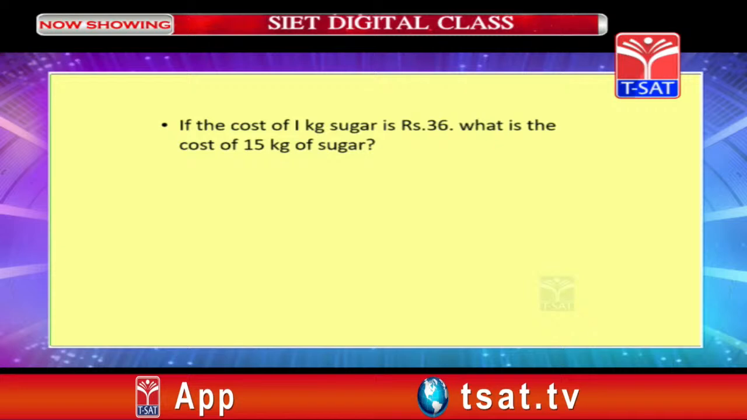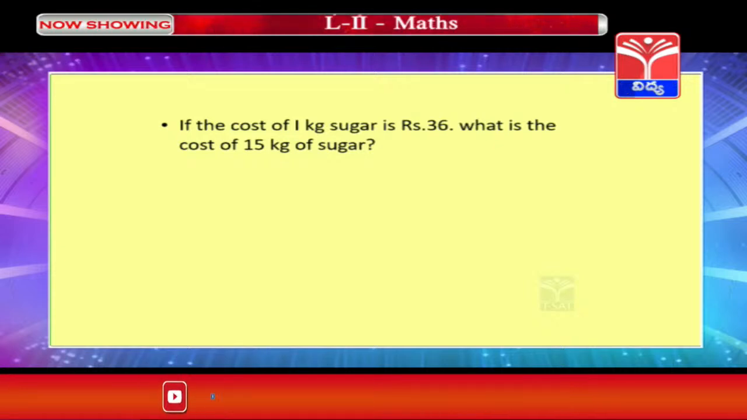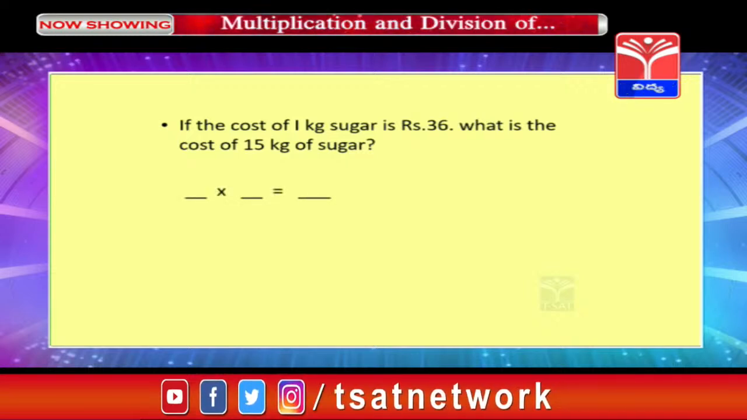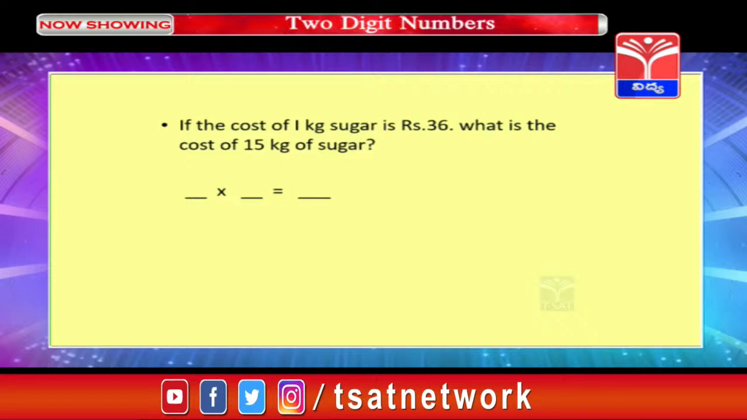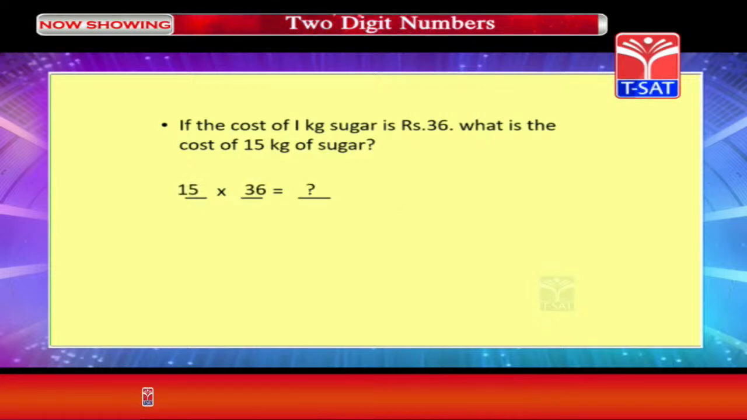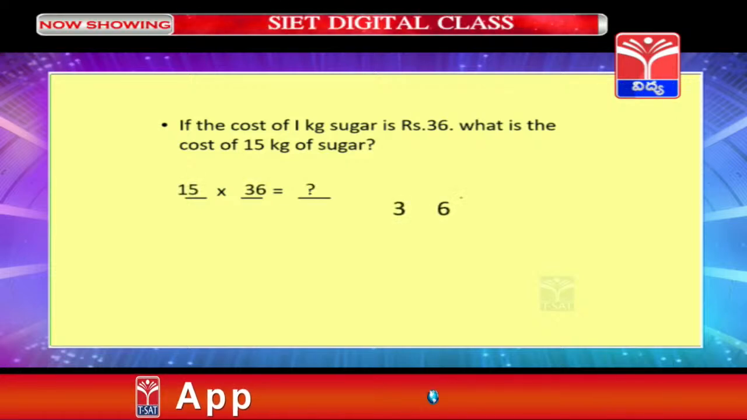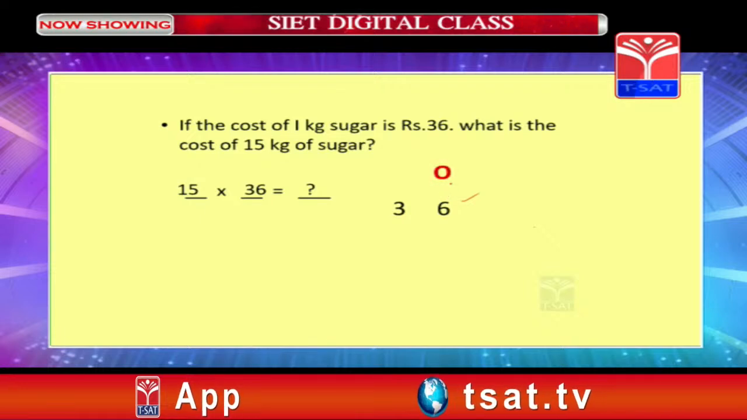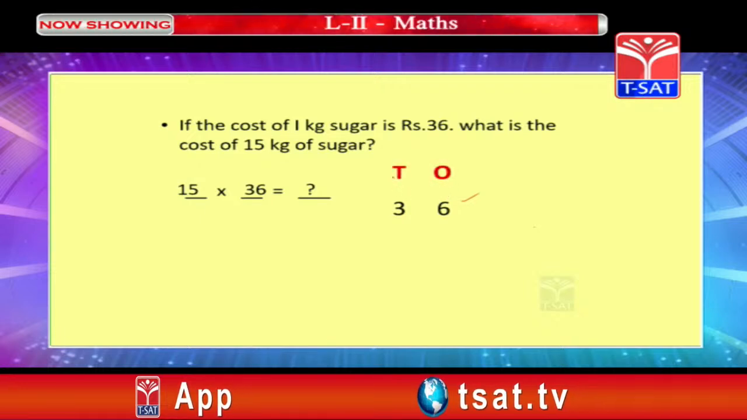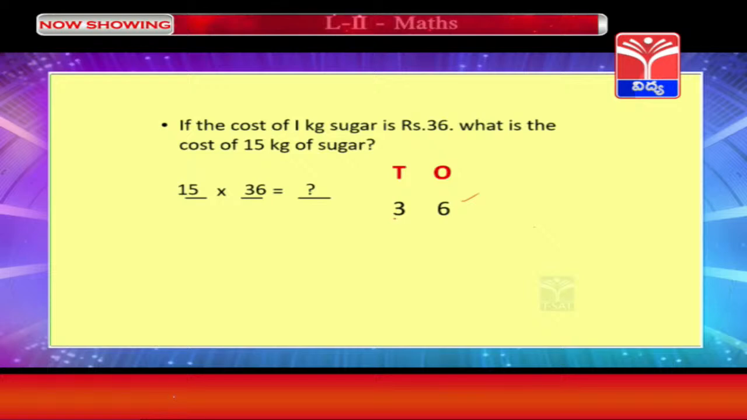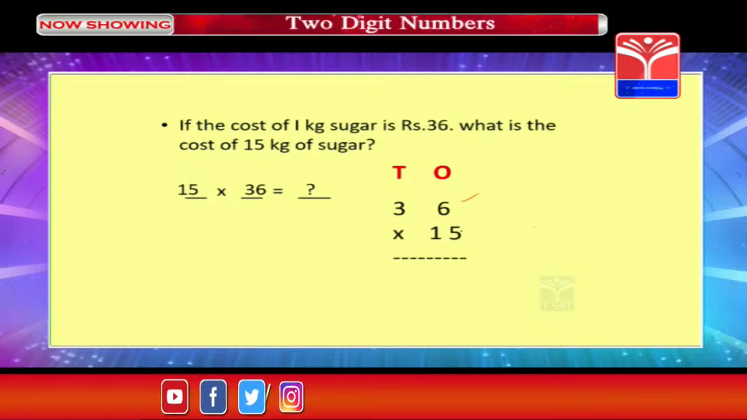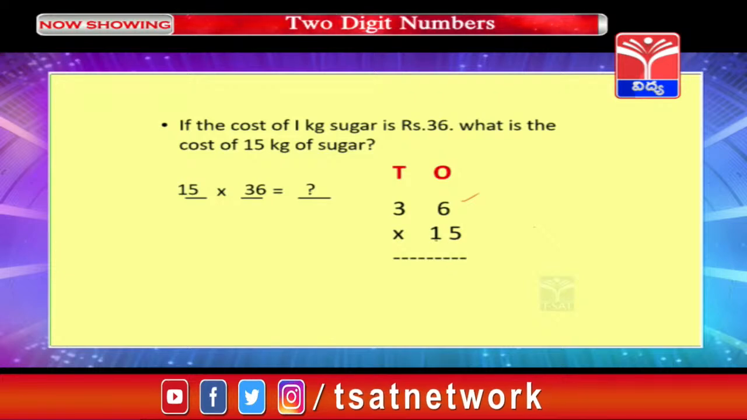Already we have solved the problem by using place values and the multiplication process. Now we are moving to the standardized method. So, this is what we know: 15 times 36. You can write 36, where 6 is in the 1's place and 3 is in the 10's place, multiplied by 15. In 15 also we have 10 plus 5.